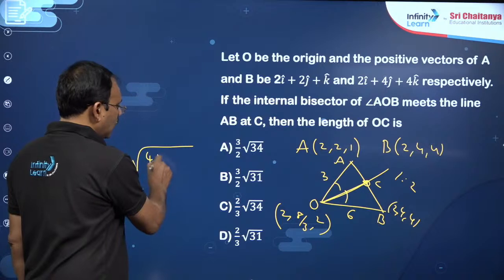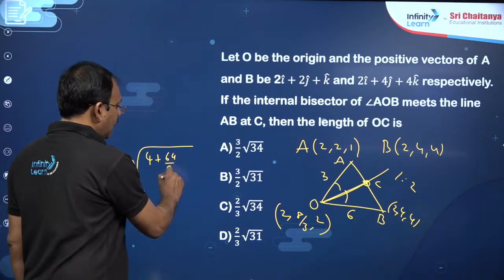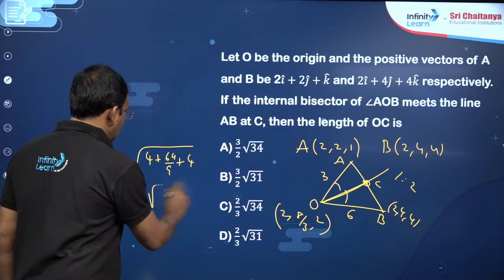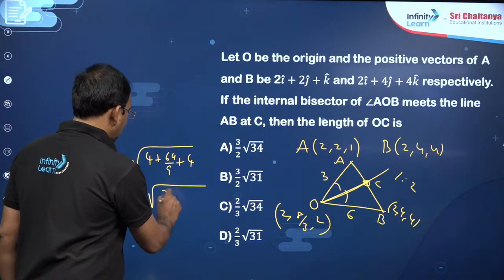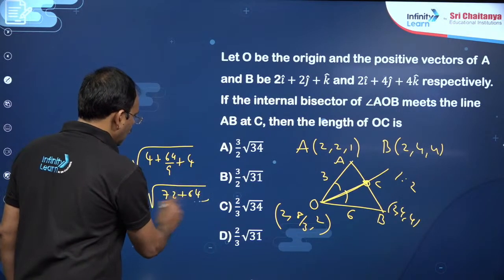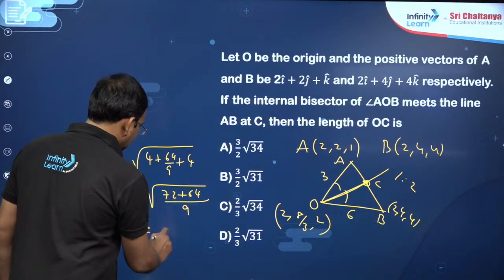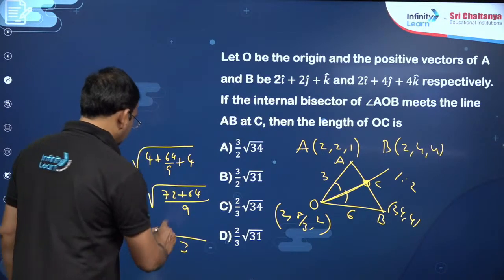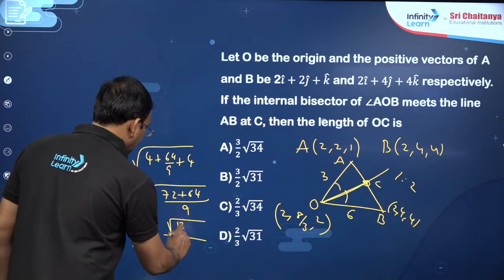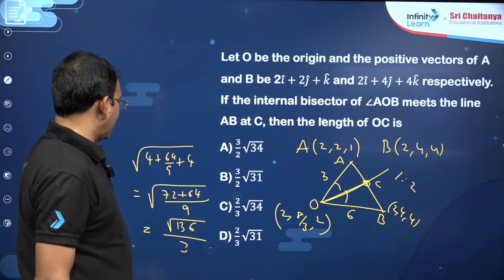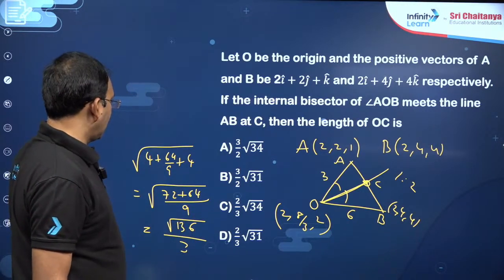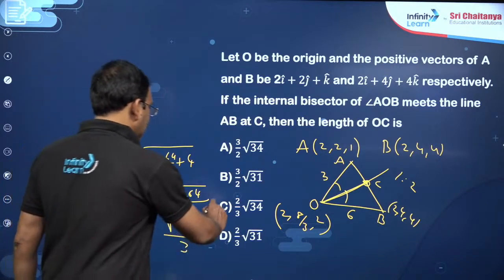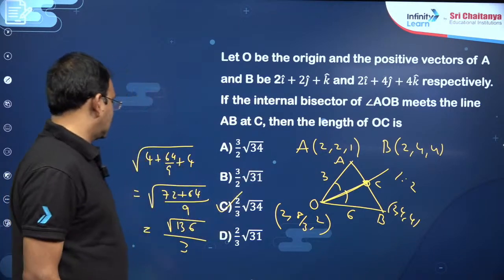This is 4 plus 64 by 9 plus 4, this is going to be. So you can write 16 in 8, 72 plus 64 by 9, my dear friends, which becomes 3 here, 72 plus 64, 136. Now you just simplify, dear students, 4 you can take common, so that 34 you will get. 2 by 3 into root 34 is the answer, dear students.